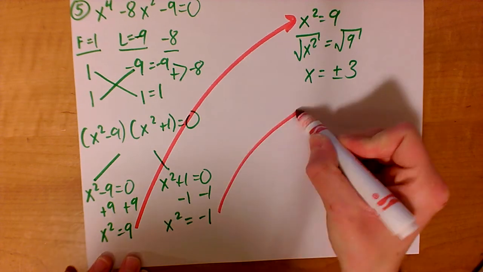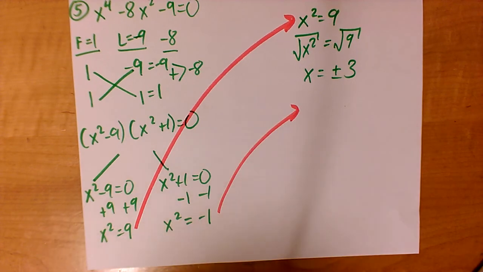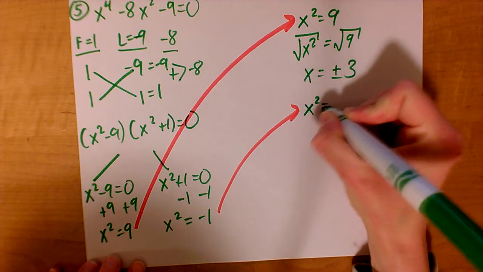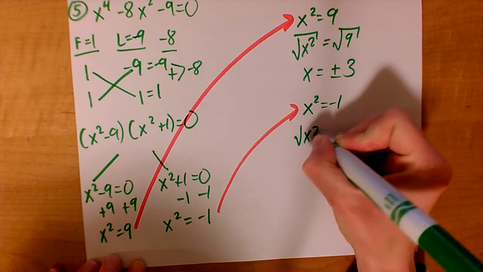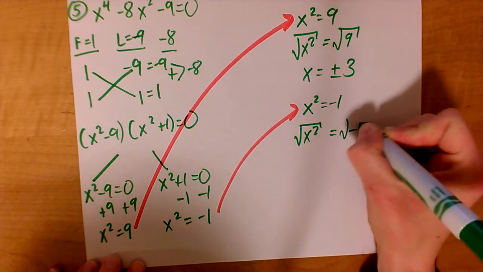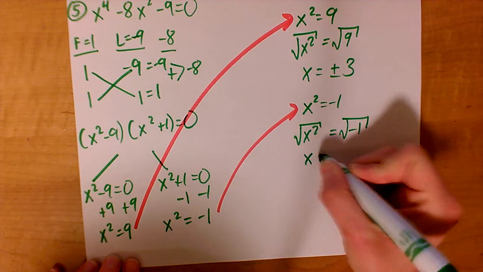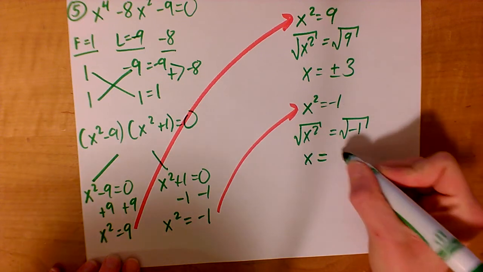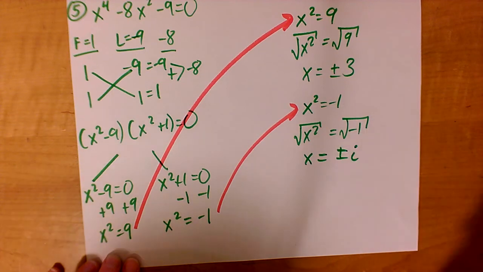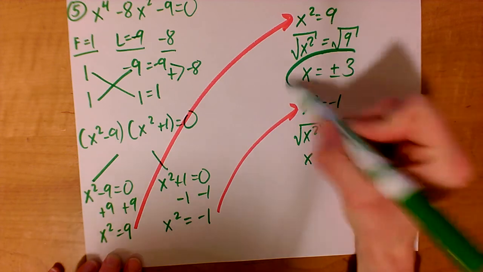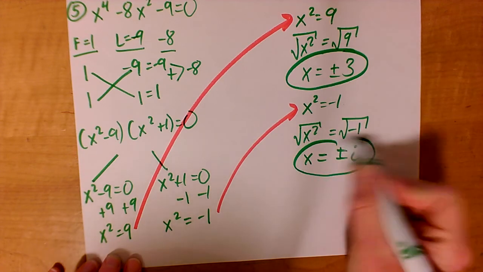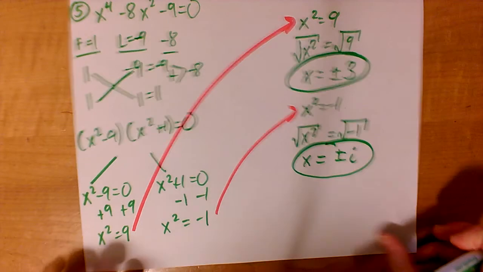Okay, and then I'll do the same thing. I'll move this over here, and I'll go ahead and I'll take the square root of both sides. So the square root of x squared is the square root of negative 1. So the square root of x squared is x, and the square root of negative 1 is positive or negative i. So your solutions: plus or minus 3, and positive and negative i. Okay. Going on to number 14.